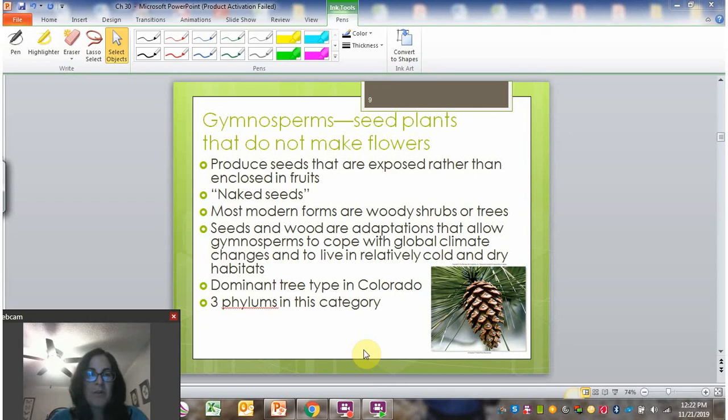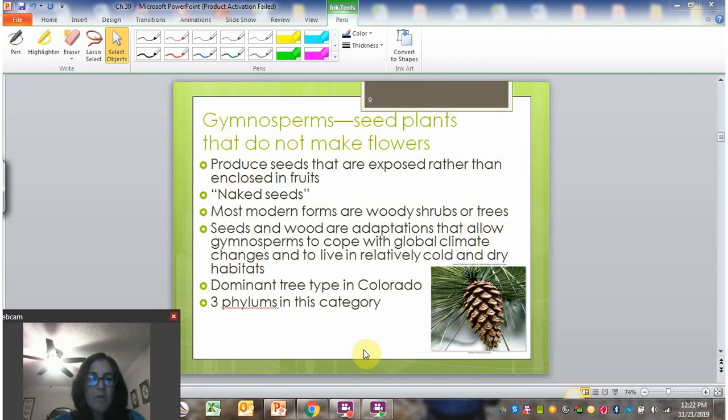The gymnosperms are a group of plants that are seed plants that do not make flowers. We could also say that they produce seeds that are exposed rather than enclosed in fruits, which is another difference. And so they're sometimes called naked seeded plants. Most modern gymnosperms are woody shrubs or trees.